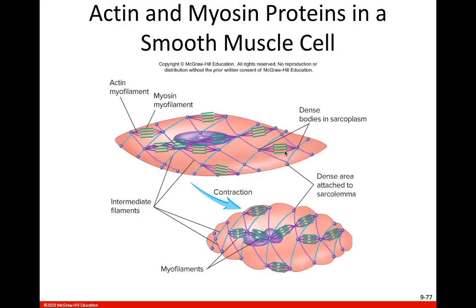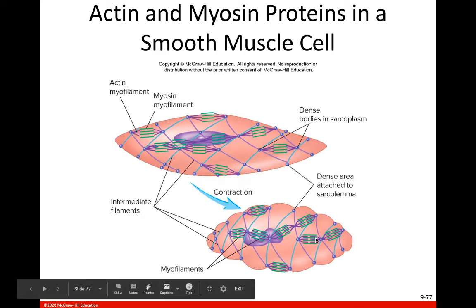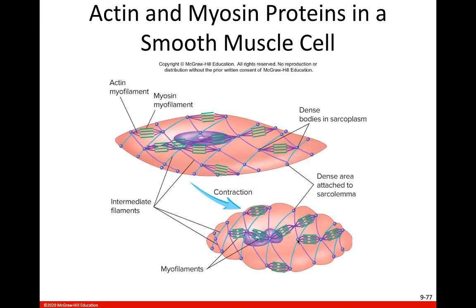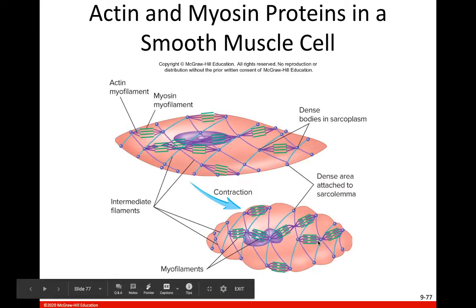And so when the calcium comes in and activates the myosin kinase, which then activates the myosin head, the myosin heads will attach to the actin and we will get the sliding of the actin past myosin. When that happens, it pulls those dense bodies closer together, similar to the way it pulls the Z lines closer together, shortening the sarcomere. We see the dense bodies being pulled closer together and shortening this smooth muscle cell. Also, you can see here these blue lines are those intermediate filaments.